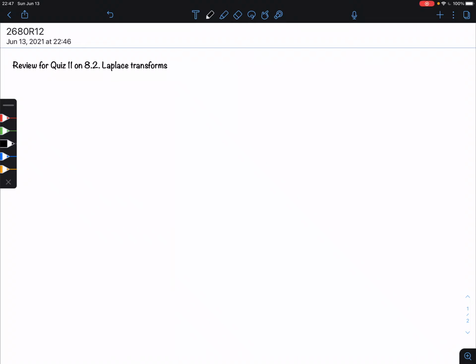Welcome to the review for quiz number 11. And this is on Laplace transforms. Inverse Laplace transform, sorry. The Laplace transforms is kind of not so hard, right?